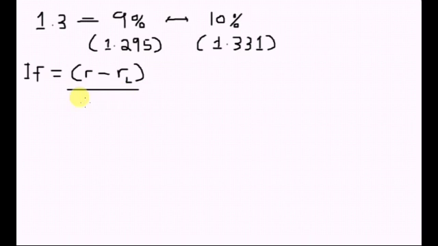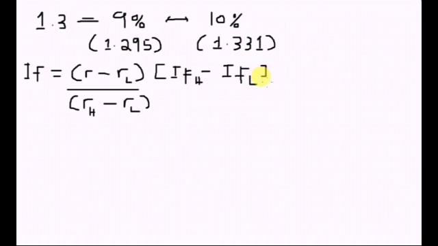And writing up the formula, I'll say IF is equal to R minus R on the lower part, divided by R on the higher part minus R on the lower part, multiplied by IF on the higher part minus IF on the lower part, plus IF on the lower part. So my IF, that's 1.3, is equal to, where R is the interest that I'm trying to calculate.